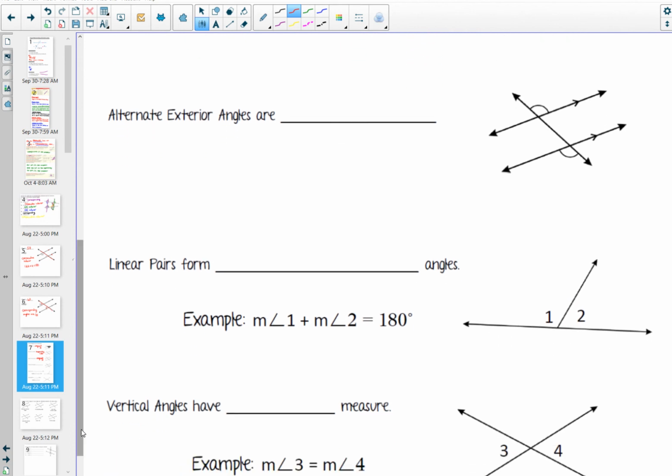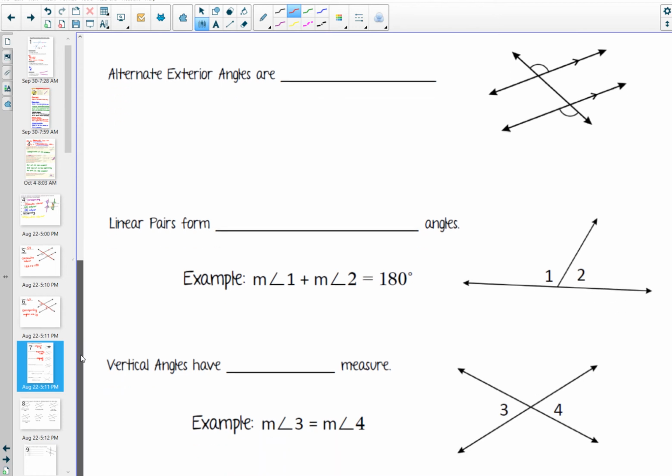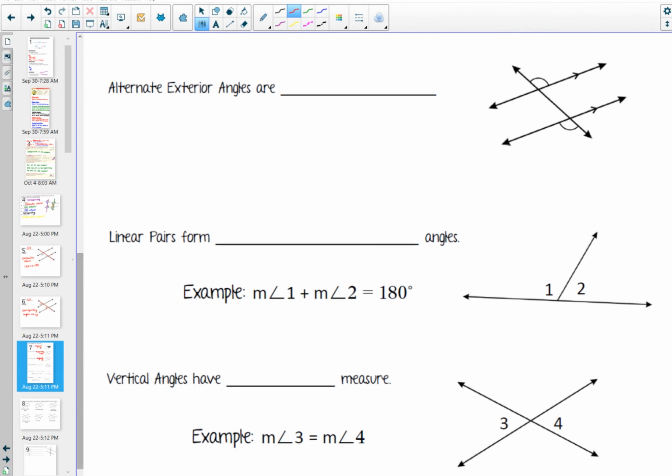Alternate exterior angles. What do you know about those? Before you write them, you can keep on talking. Let me get the rest of the scrolly thing then. Okay, yeah. All right, alternate exterior angles. What do we know about those?